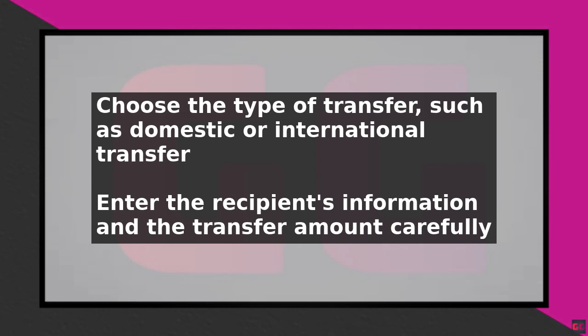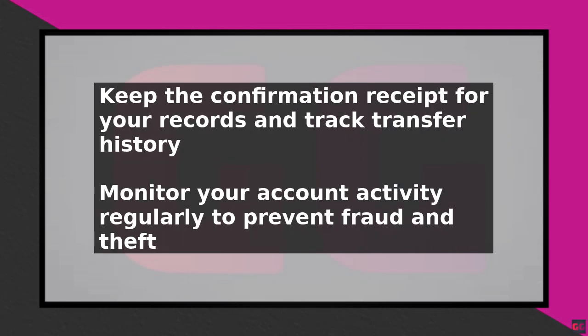It is also possible to make transfers online using Japan Post Bank's internet banking service. To do this, log into your account and select the transfer option. Enter the recipient's information and the transfer amount. Then confirm the details. When making transfers, it is essential to double-check the recipient's information to ensure that the funds are sent to the correct account.